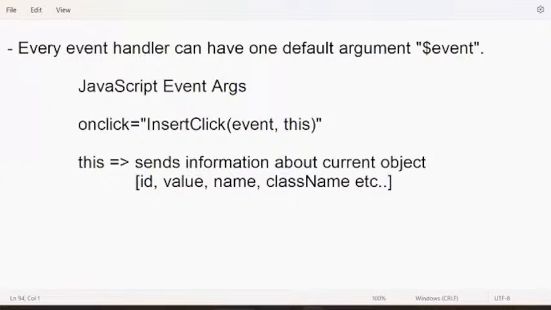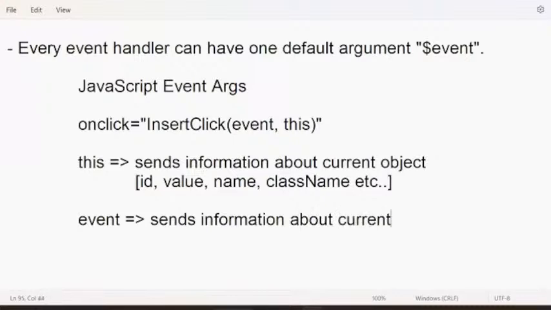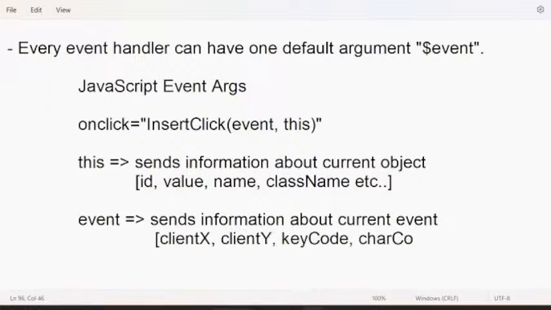This. There is another argument, event. Actually, event sends information about the current event. Current event means click event. Event related information means it is like clientX, it is like clientY, it is like keyCode, it is like charCode, it is like which, all this.